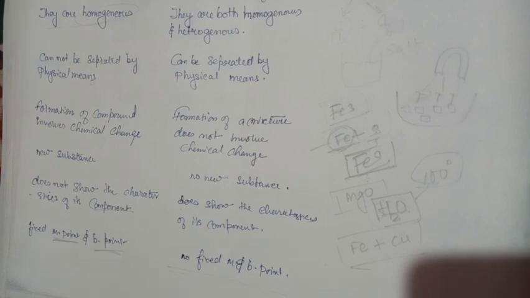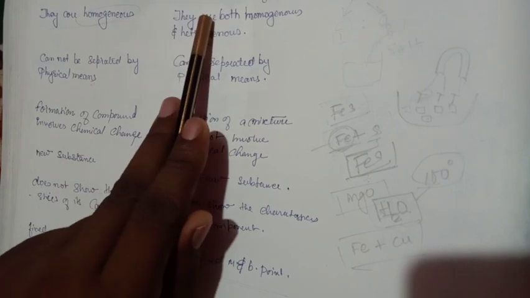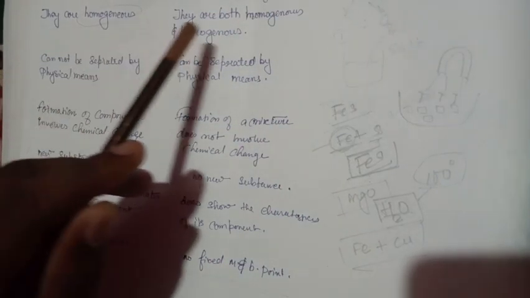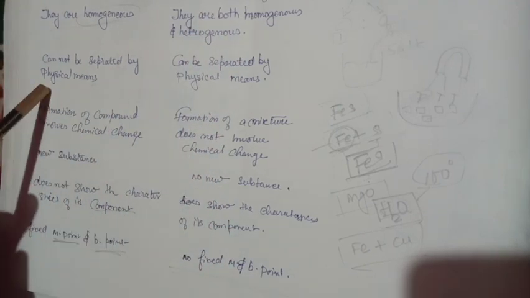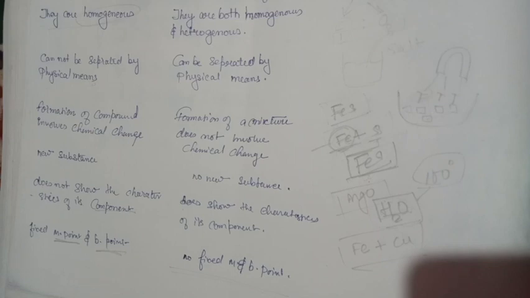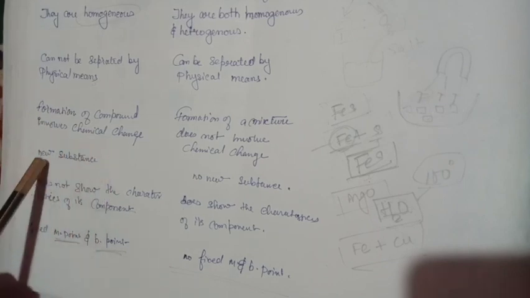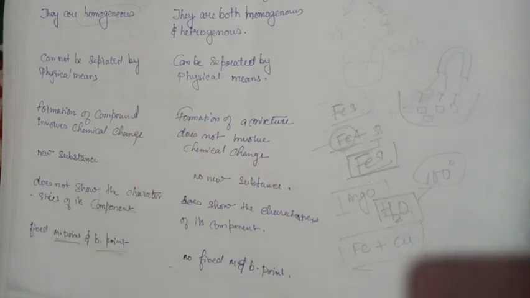So let's recap. First you will write the definition of both on the top, number 1. Then it says about the ratio. A compound has a fixed ratio, mixtures do not have a fixed ratio. A compound is homogeneous in nature. A mixture is both homogeneous and heterogeneous in nature. A compound cannot be separated by physical means. A mixture can be separated by physical means. The formation of a compound involves chemical change and a new substance is formed. The formation of a mixture does not involve any chemical change and there is no new substance formed.